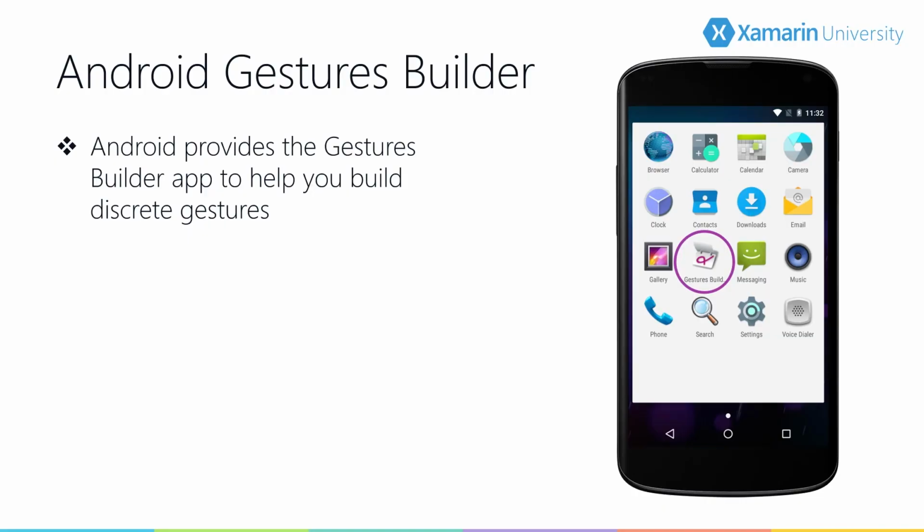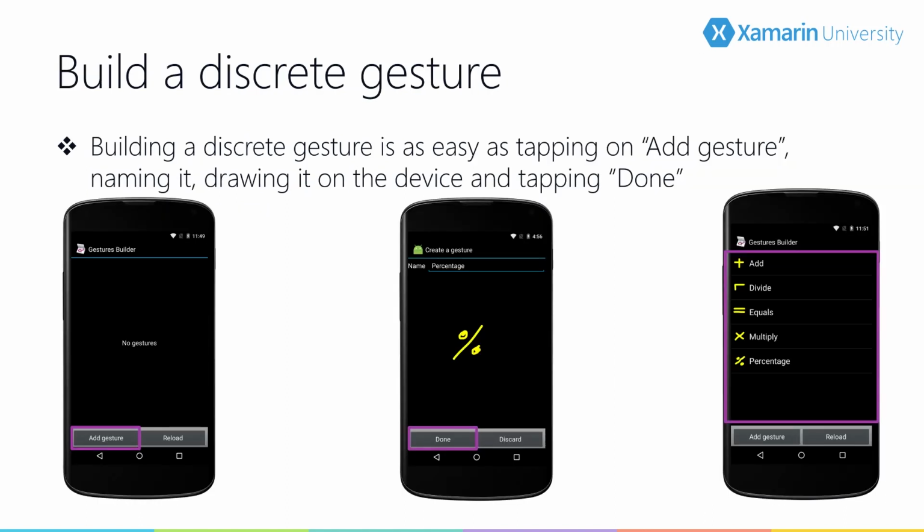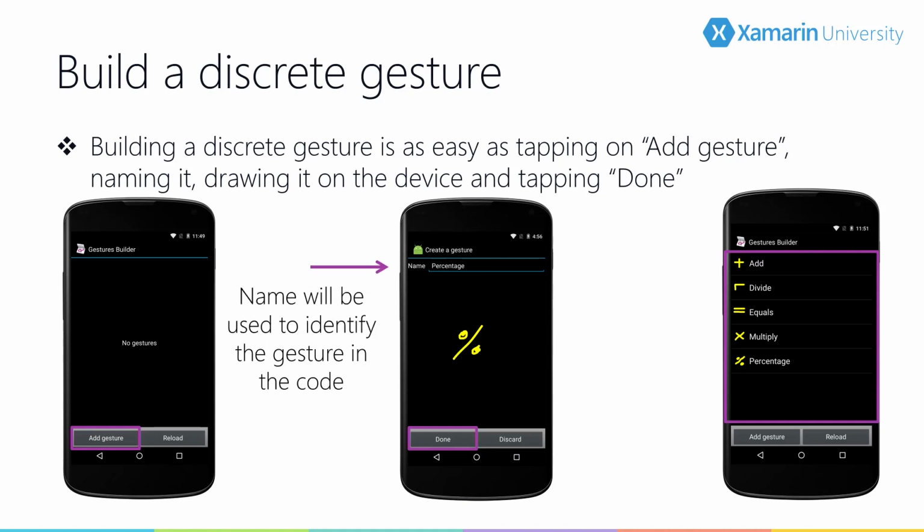As I mentioned earlier, there is an alternative if you're building discrete gestures. The Gestures Builder application can be found on most Android devices, and the icon is typically a pink swirl on a notepad. The app is also available on Android emulators. To create a discrete gesture using the Gestures Builder is straightforward. Open the application, press the Add Gestures button, add a name, and start drawing your gestures.